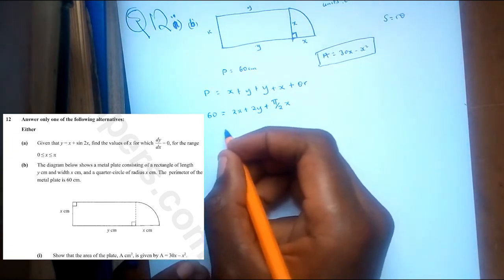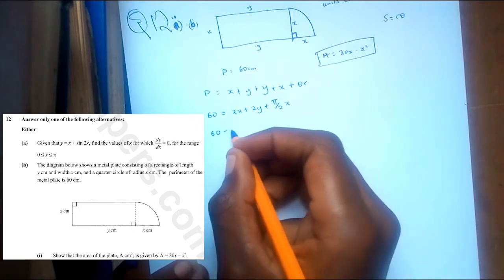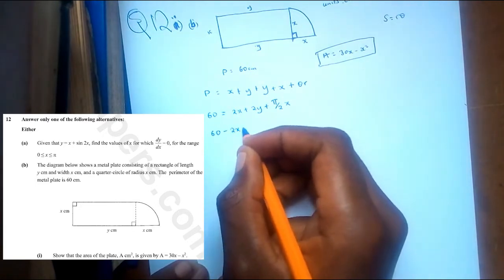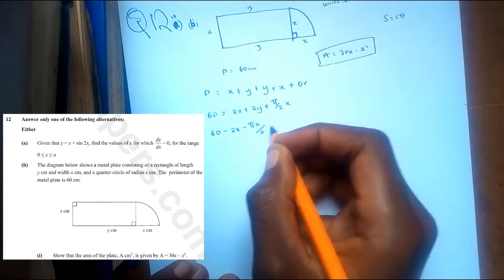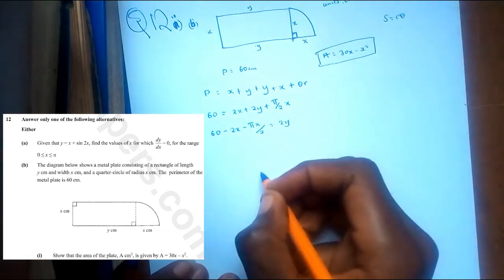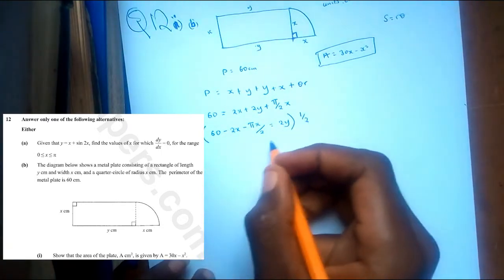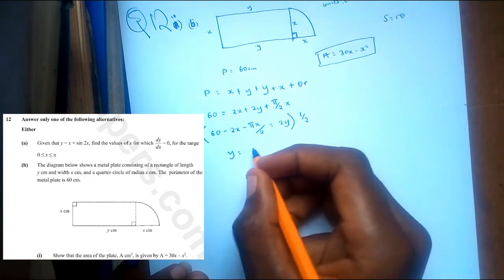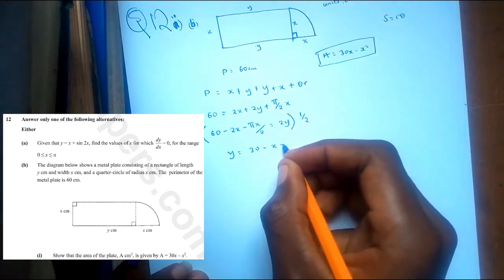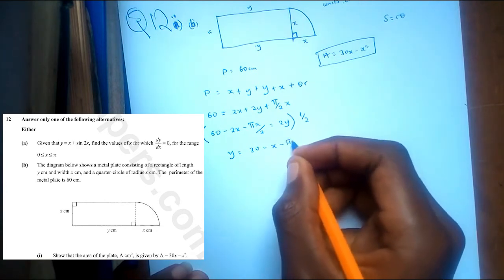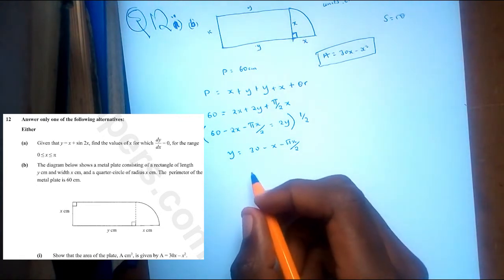Then let's make y the subject of the formula. So we take this side and this side: 60 minus 2x minus pi x over 2 is equal to 2y. Let's multiply everything by 1 over 2. So y will be equal to 30 minus x minus pi x over 4. Okay, so that is our y.